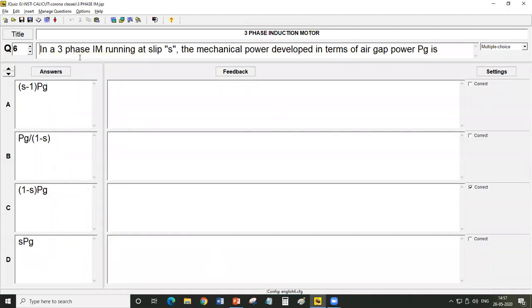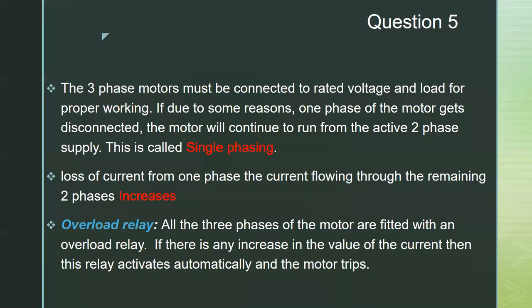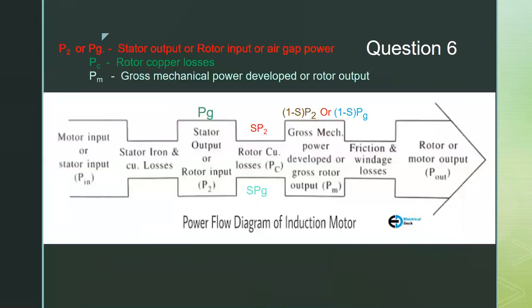The next question is: in a three-phase induction motor running at a slip S, the mechanical power developed in terms of air gap power PG. There are options: S minus 1 into PG, PG divided by 1 minus S, 1 minus S into PG, and S into PG. Another important topic in the induction motor is the power flow diagram. When you understand the power flow diagram, you can do many problems regarding the induction motor. In objective questions, problems mainly ask about this power flow diagram.